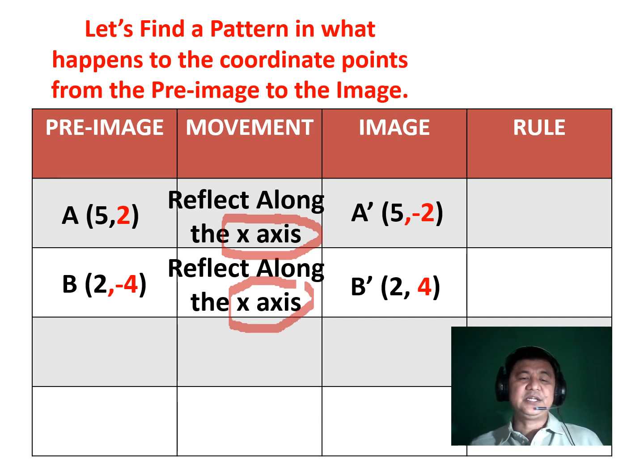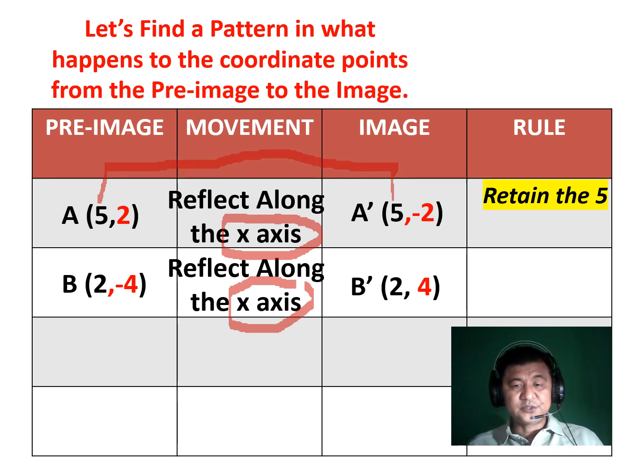So what can you say about the pre-image and the image? Write down in the chat what's your observation in the comments. Okay, correct. What have you observed? Number 1, we retained the 5. Whatever was the x was retained. Correct. What happened to the y coordinate? The y coordinate, 2 becomes a -2.